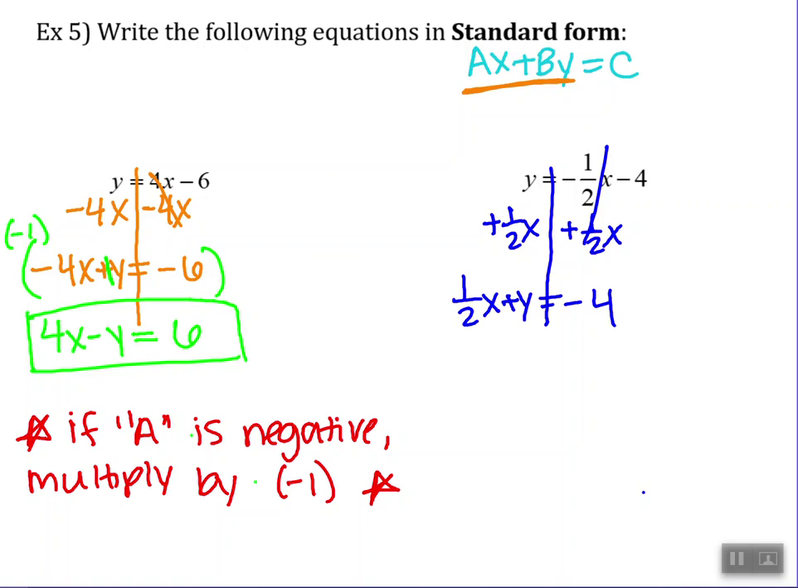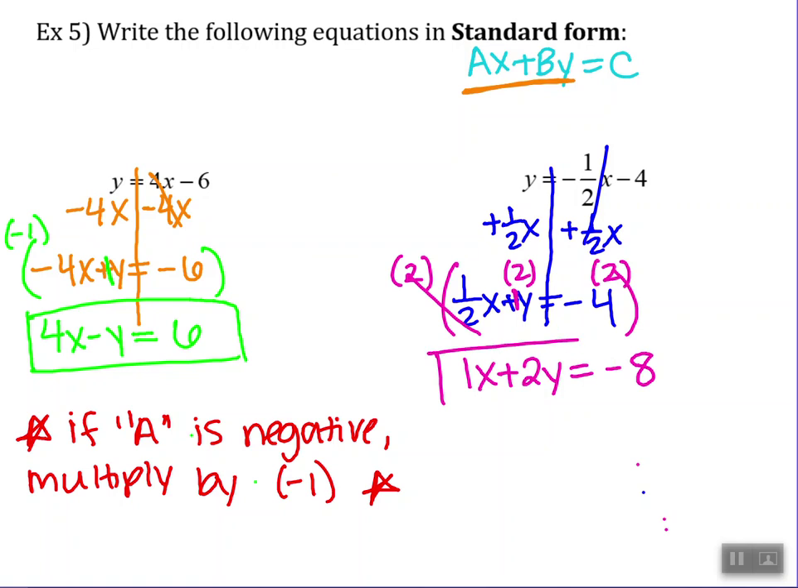Again, you would be done, except we don't like to have fractions. So for this one, we're going to multiply the whole thing by the denominator. So we're going to multiply it by 2. So what happens first is these 2's will cancel. Everything gets multiplied by 2. I get 1x plus, remember there's a 1 there, 1 times 2, 2y equals 2 times negative 4 is negative 8.